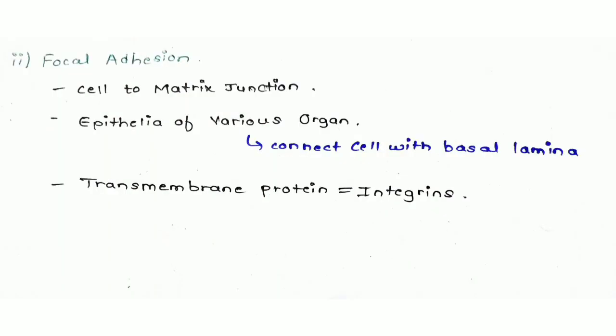The second type of anchoring junction is the focal adhesion. Focal adhesion is the cell to matrix junction which connects the actin filaments of the cell to the extracellular matrix. In the epithelia of various organs, the junction connects the cell with the basal lamina. The transmembrane protein here is integrins.